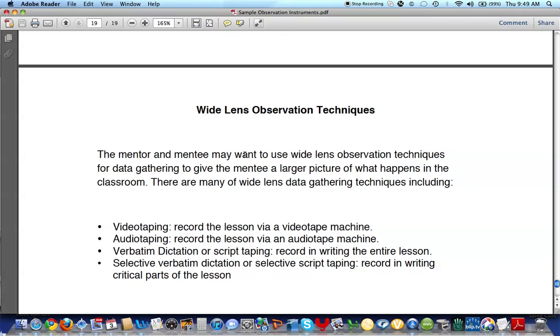And then we have what are called wide lens observation techniques, which includes videotaping, audio taping, verbatim dictation, which is where you actually write down exactly what you had heard. Sometimes it's called script taping. And there's another form of verbatim dictation, which is called selective verbatim dictation or selective script taping. That's where you only record critical parts of the lesson and you discuss this with your mentee.